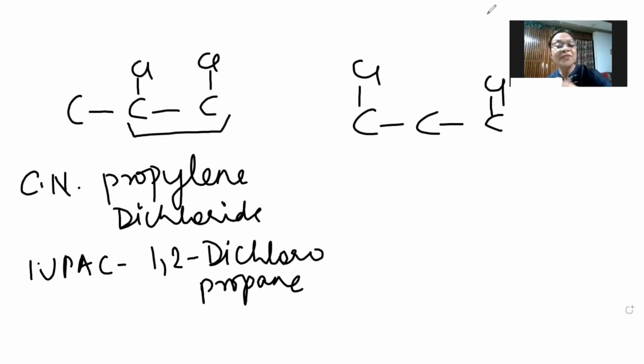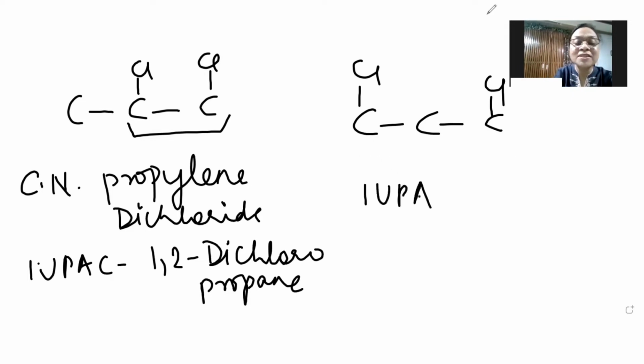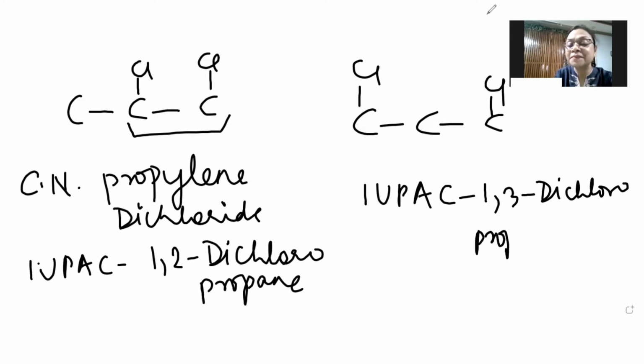The common name of this compound is trimethylene dichloride. The IUPAC name of this compound is 1,3-dichloropropane. All right. Okay. So we have finished the dihalides. And if you want to name for butane, you can get butylene, butylidene, etc., etc. Okay, you can try it.